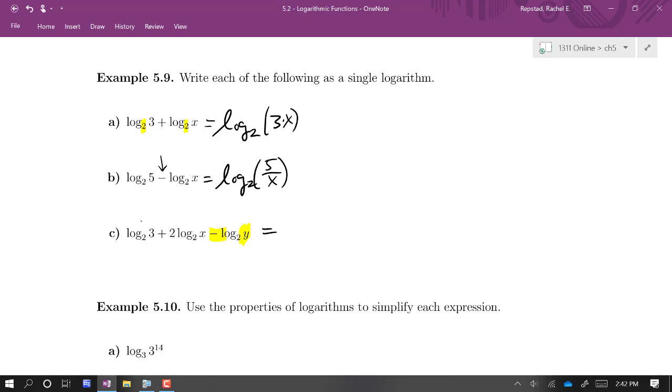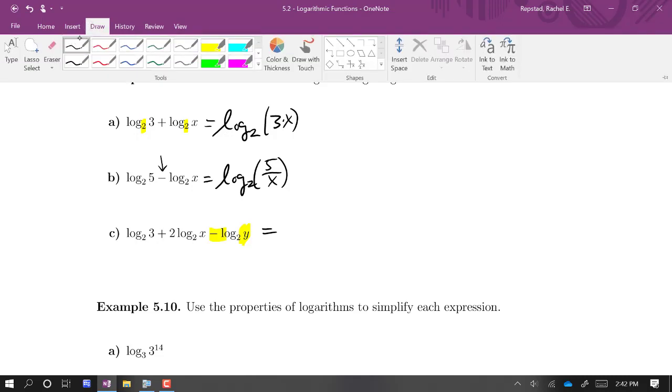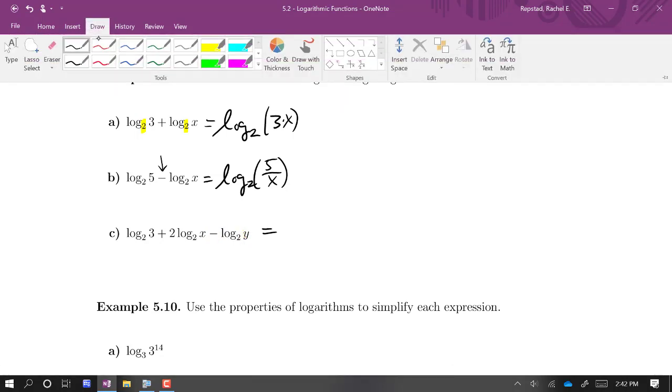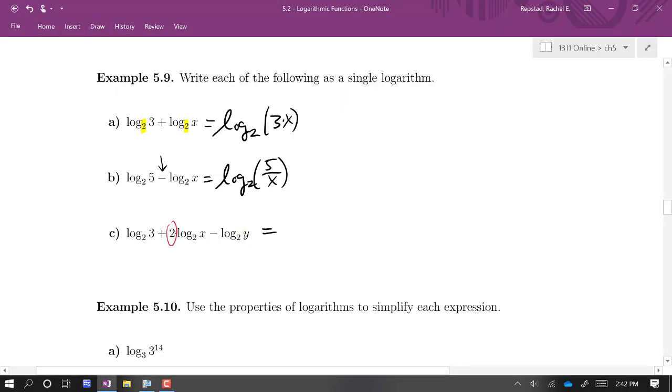When we're condensing as a single log, one of the things we want to observe right away, or deal with sooner than later, is factors in front, right? I've got a 2 times log base 2. All the other coefficients are 1 or negative 1. But here I've got this factor 2, so I actually want to deal with that first. Bring that 2 up as a power on x.